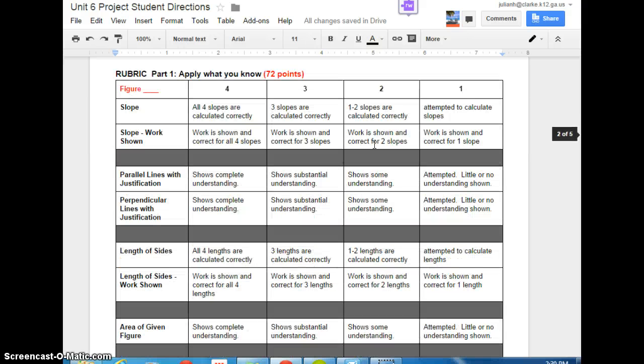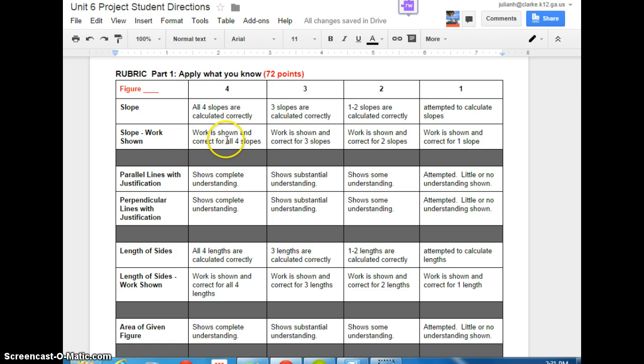So here's your rubric for part 1. So if you'll use this, you can ask yourself when you're done with your project, well, let me look at my slope. Did I calculate all 4 slopes correctly? How could I check that? Think about it. There are different ways you could do that. Did I only do 3 correctly, and so on.